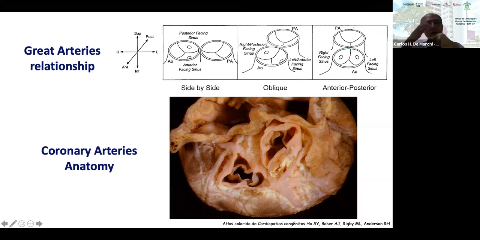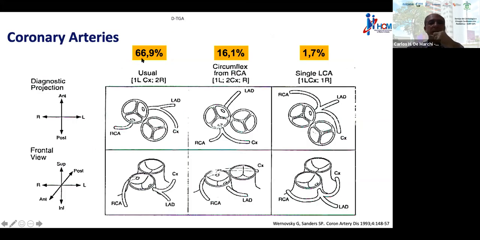The coronary arteries, this is important. We know that in almost 60-70%, we have the usual arrangement. The usual arrangement is that we have in the right facing sinus the right coronary artery. Let's see this three-dimensional approach that is quite easy to understand. It's the view of the surgeon. Then in the right facing sinus, the right coronary artery, and in the left sinus, the left coronary artery, the left anterior descending and circumflex.